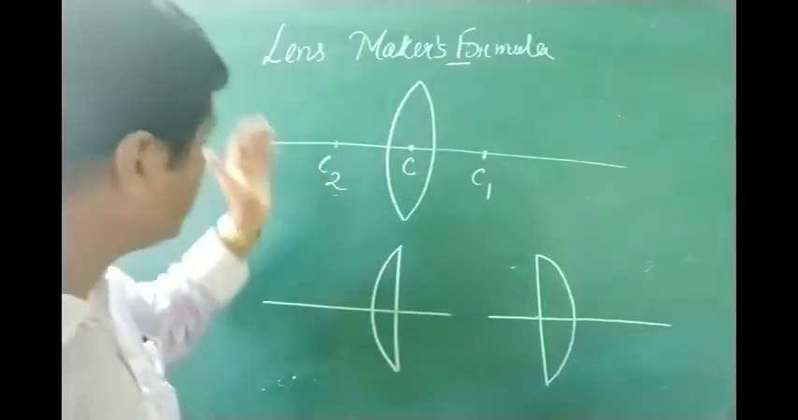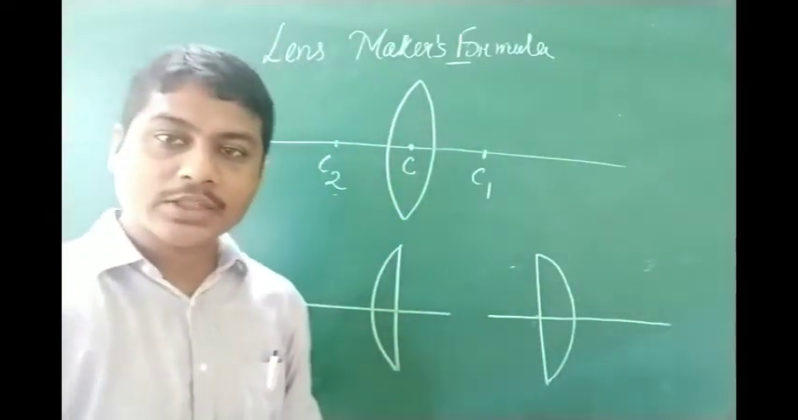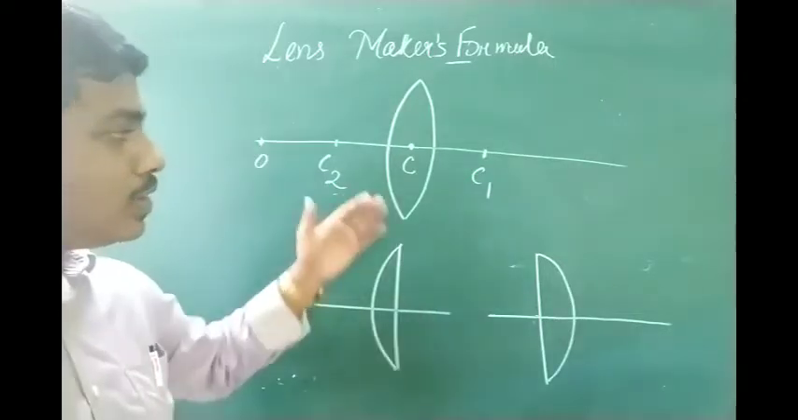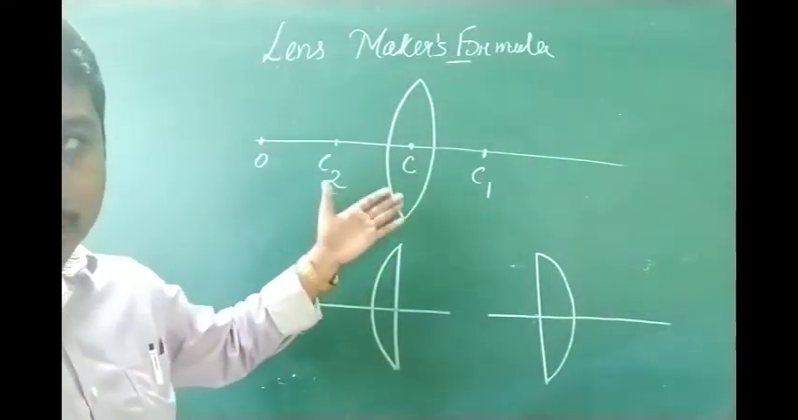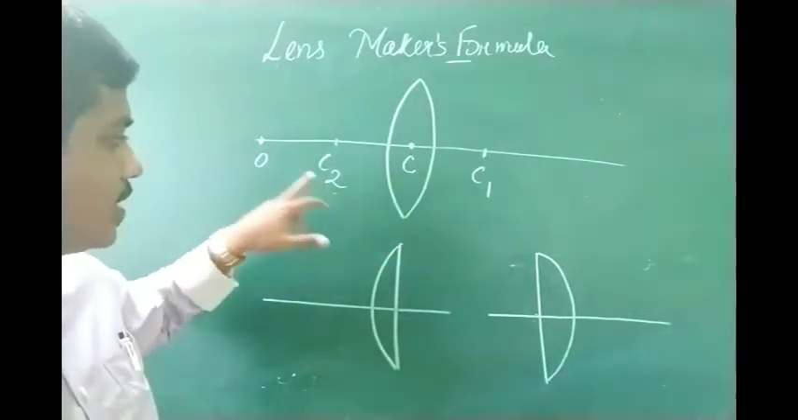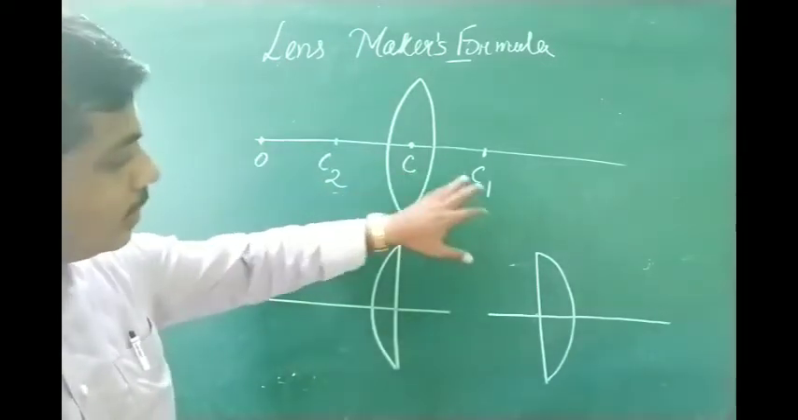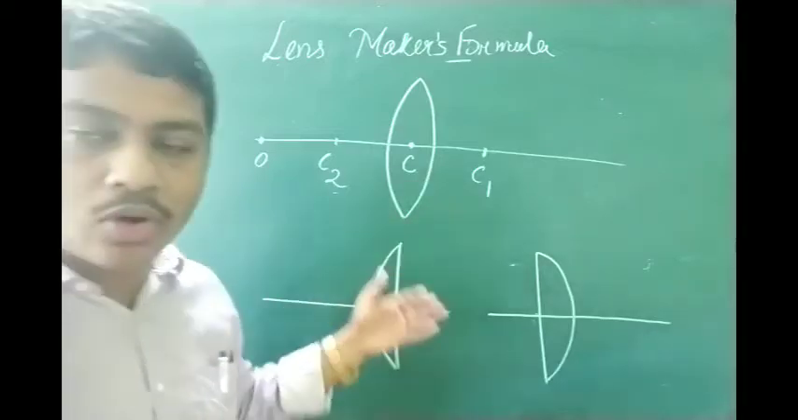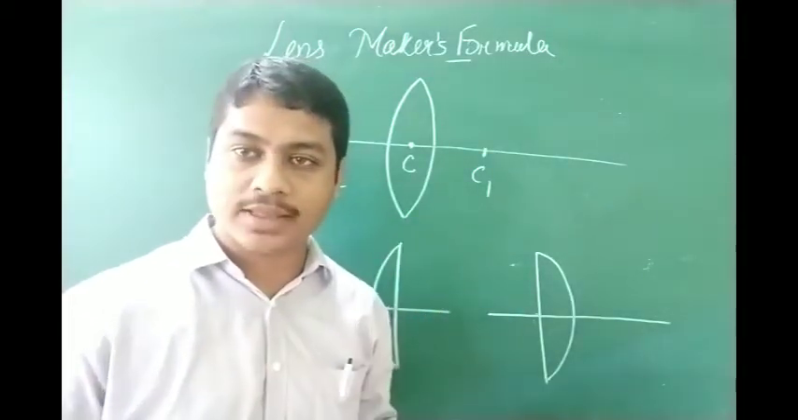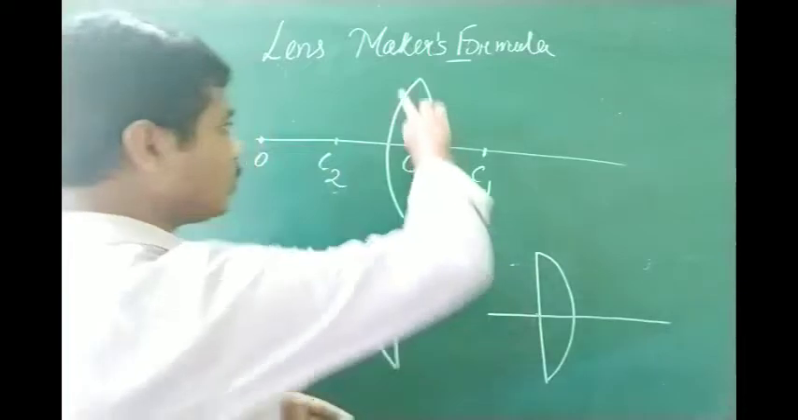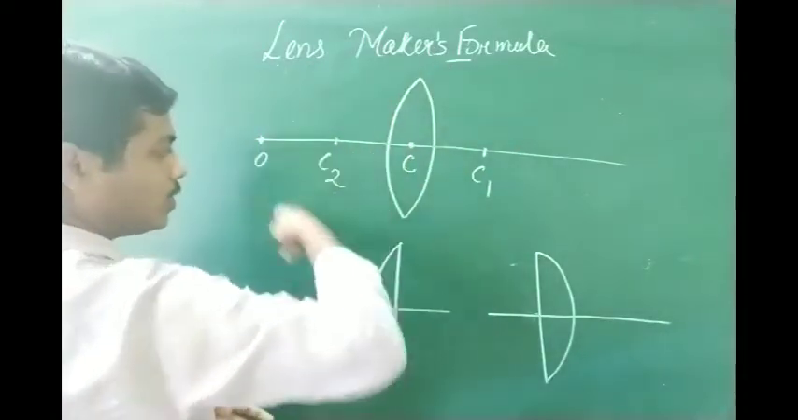Students, let us look at the lens maker's formula. For the lens maker's formula I am using a convex lens. This is a convex lens. This is the center of curvature C2. This is the optical center. This is the center of curvature C1, because we know that the lens has two surfaces. One surface will be towards this side and the other surface towards this side.